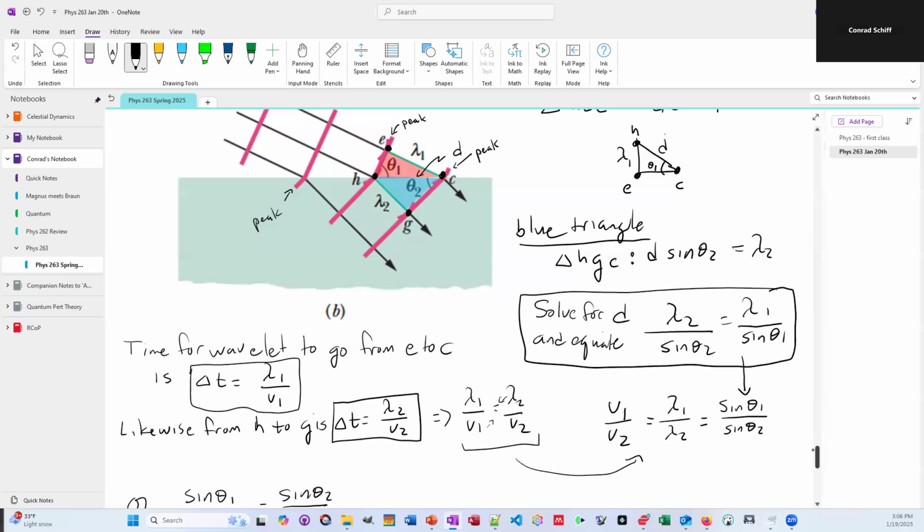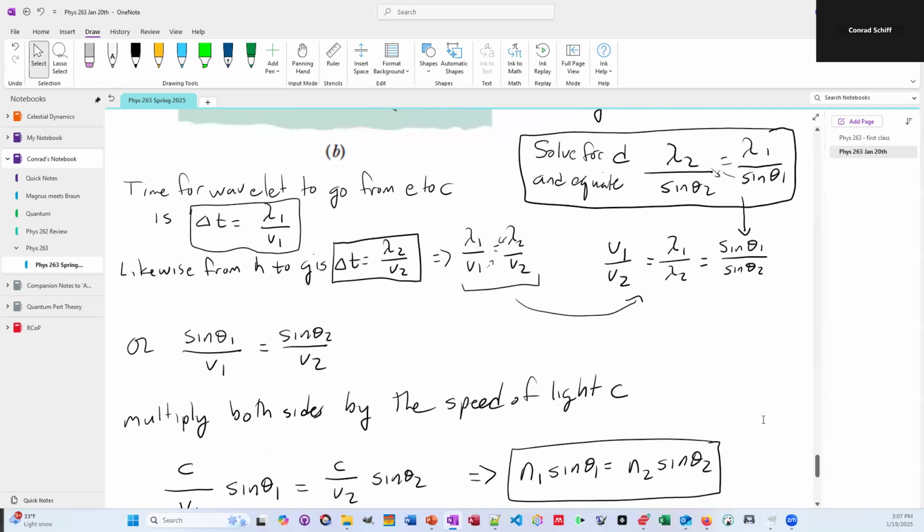But now we can go back to our geometry that we just did in terms of the distance d between h and c on this line on the interface, that is from h to c. And here what we'll do is we will cross multiply lambda 2 down and sine theta 1 up. And so we get that v1 over v2, which is equal to lambda 1 over lambda 2, is equal to sine theta 1 over sine theta 2.